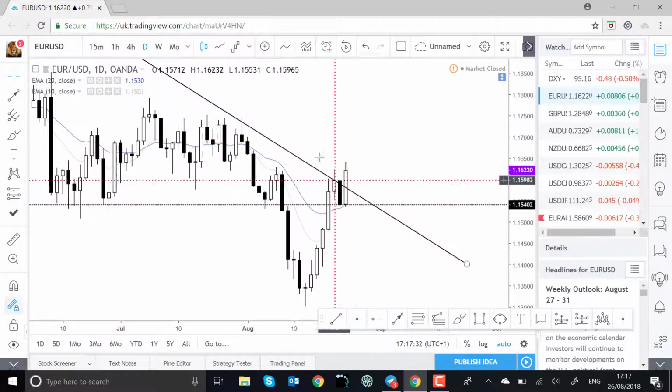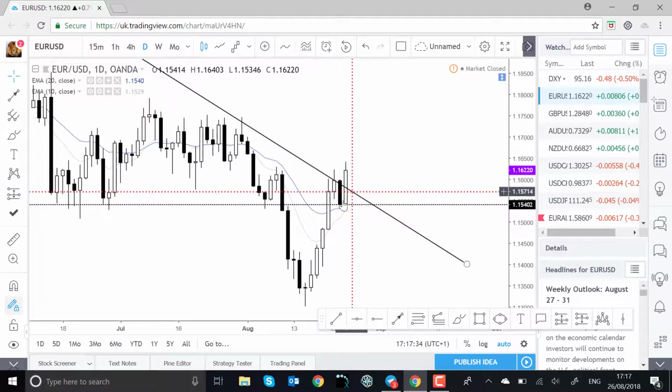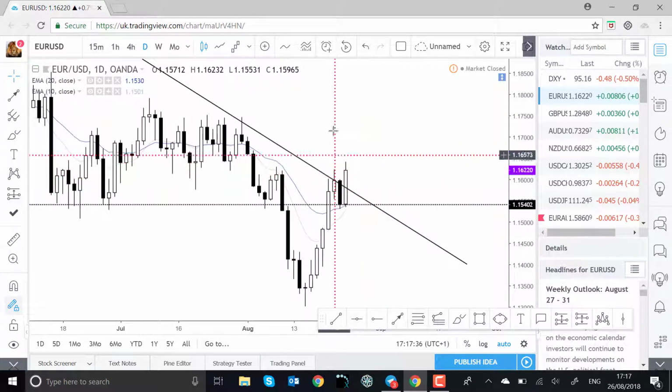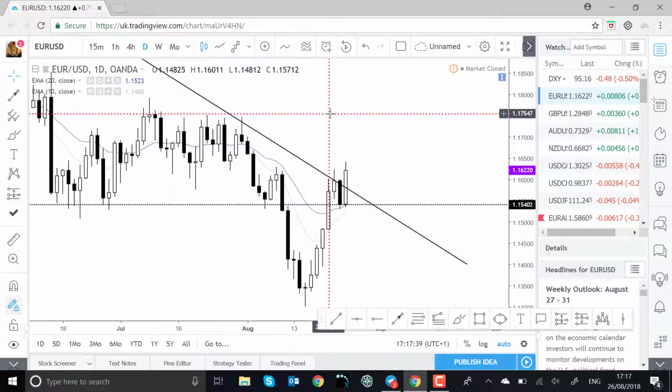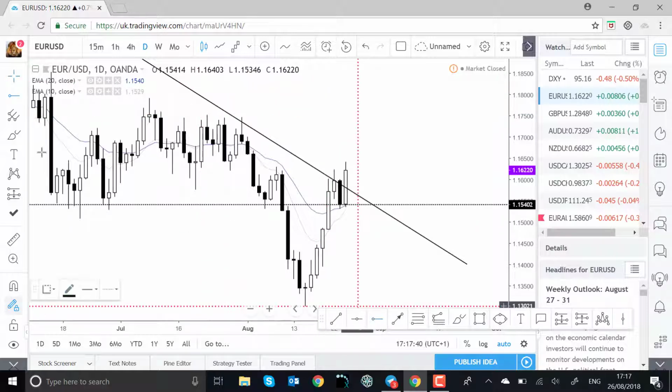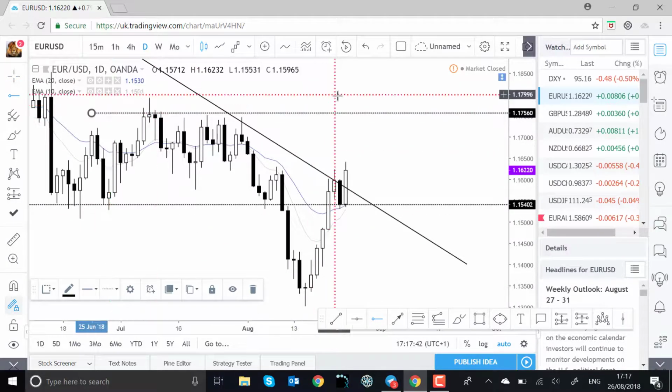So that's kind of going for the euro dollar as well. So if we do see that dollar weakness, we could expect the market to jump up into kind of the next area of resistance, which is around this level up here.